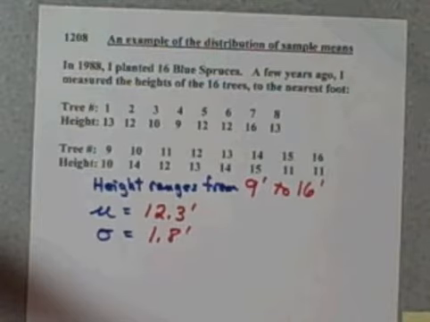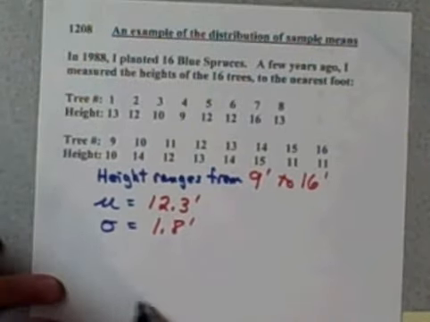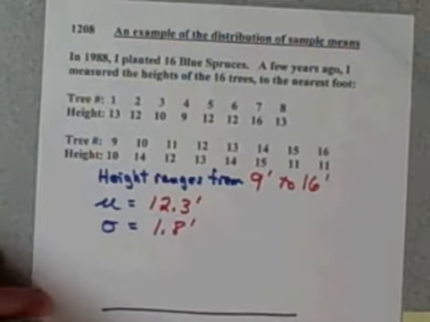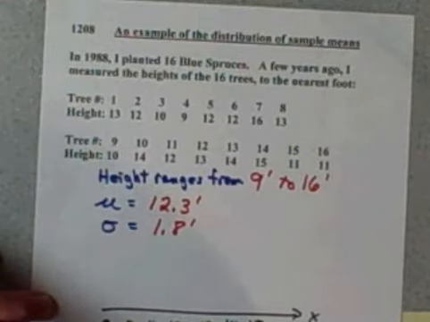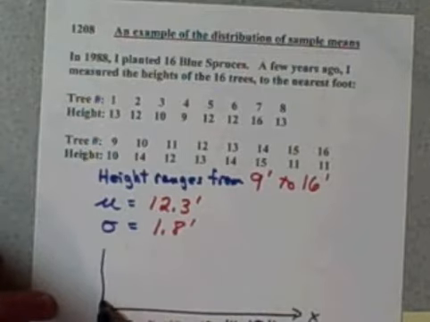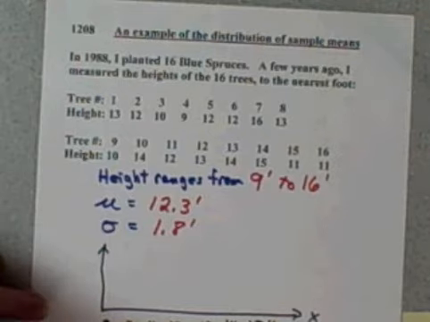Before we get into a sample, I'd like to take a look at what the distribution of my trees looks like. So I want to create a kind of dot plot where on the x-axis we're going to have the possible heights ranging from 9 to 16. So let me mark that: 9, 10, 11, 12, 13, 14, 15, 16. And up here on the vertical axis, we'll just have the frequency of each of these.